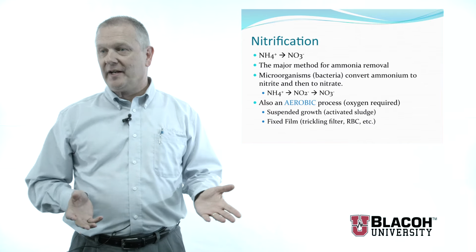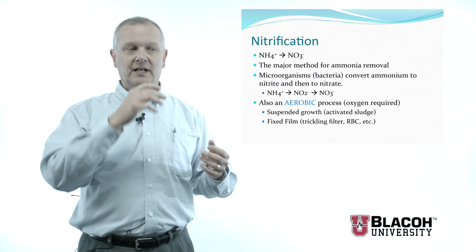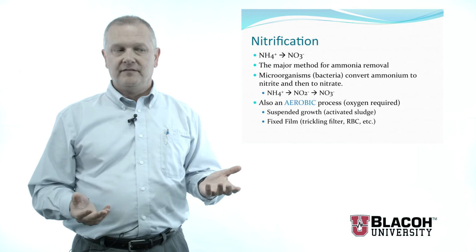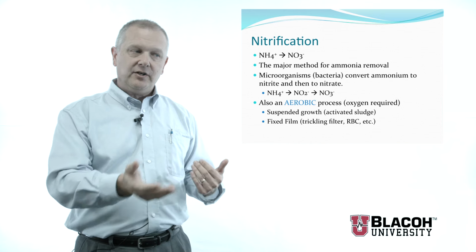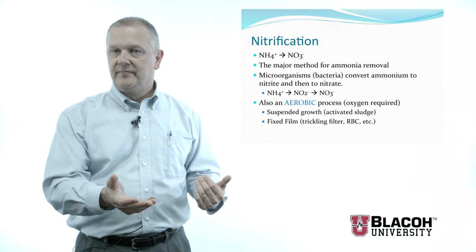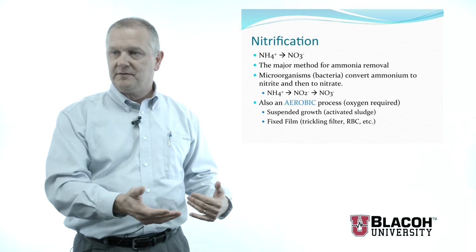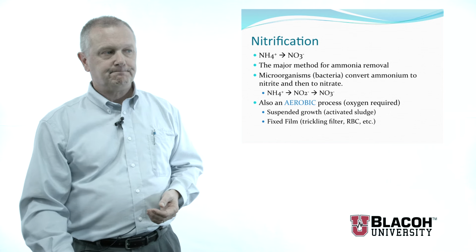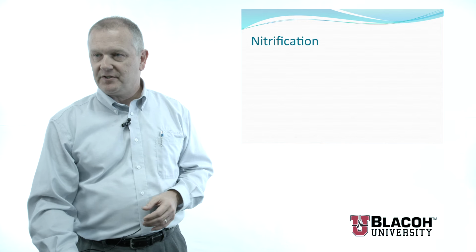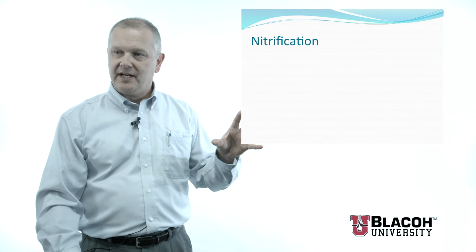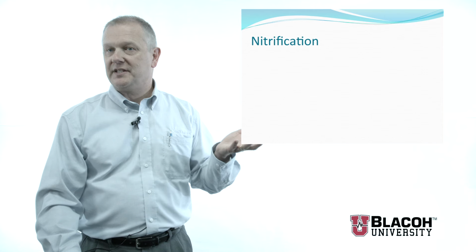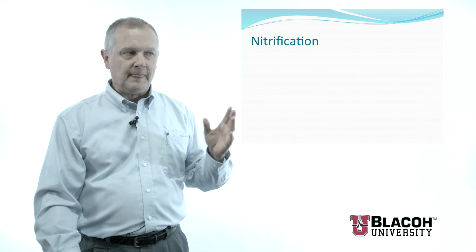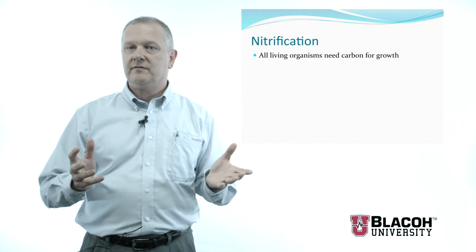This also is an aerobic process. That means the microorganisms that do this job also need air to live. And so we can do this in an activated sludge system. We can do it in a fixed film type system like a trickling filter or an RBC. But there's some differences here between the nitrification step and the microorganisms that accomplish that and the ones that accomplish BOD removal. Now, all living organisms need carbon for growth.